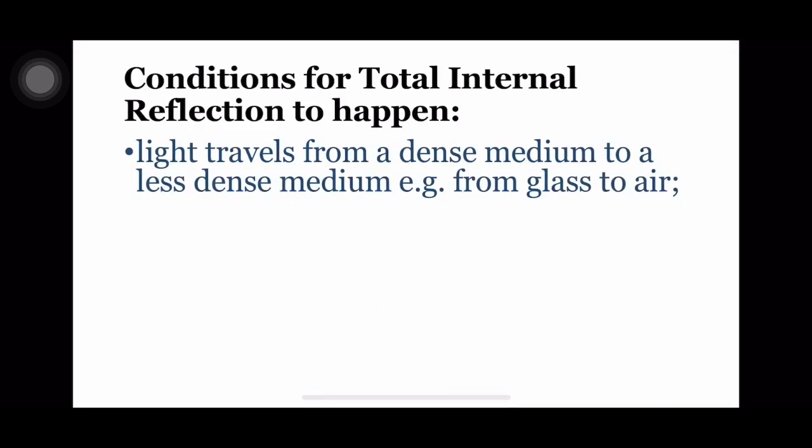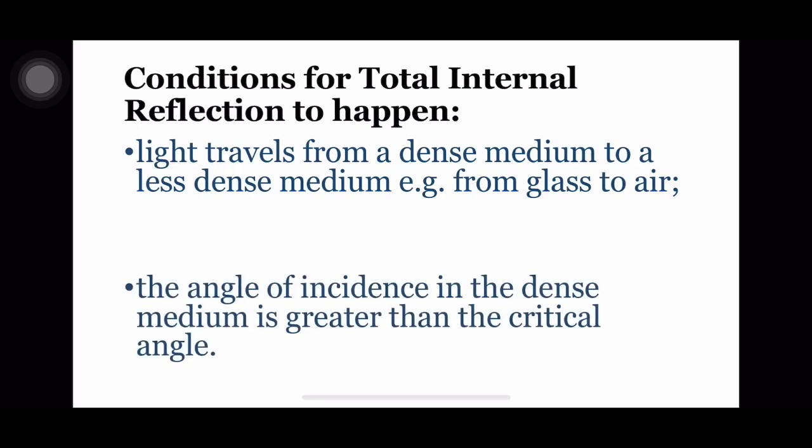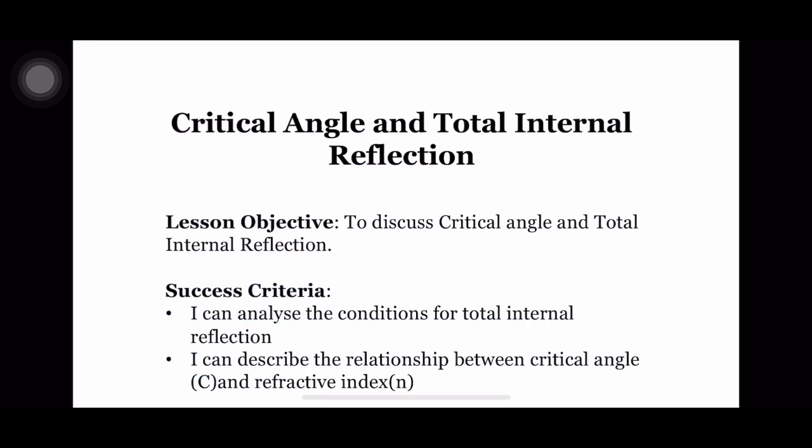But total internal reflection only happens under two conditions. One, light travels from a dense medium to a less dense medium, for example, from glass to air. And the second one, the angle of incidence in the dense medium is greater than the critical angle. So those are the two conditions for total internal reflection to happen. So what have we learned today? We analyzed the conditions for total internal reflection, and also we described the relationship between critical angle and refractive index.